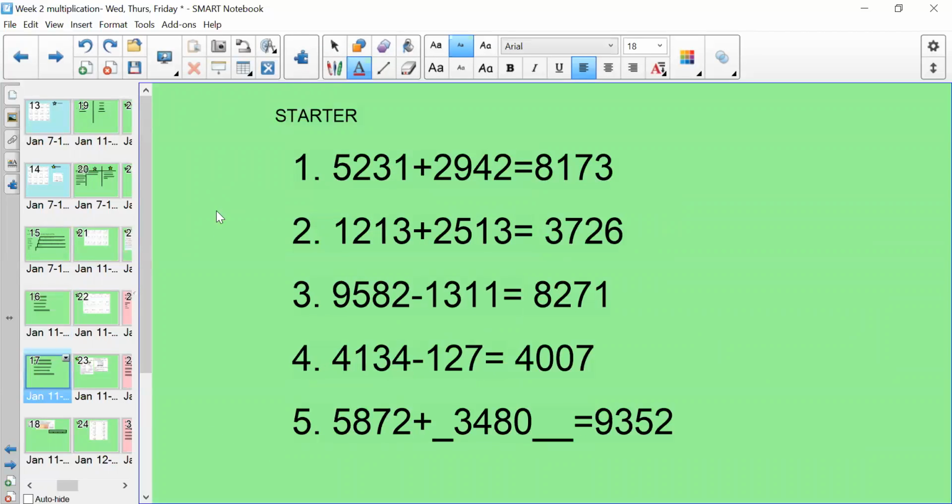Okay, and these are your answers. And for number 5, you would have had to subtract. Even though it's an addition sum, we had the whole number. So we had to do 9,352 take away 5,872 to get that part.